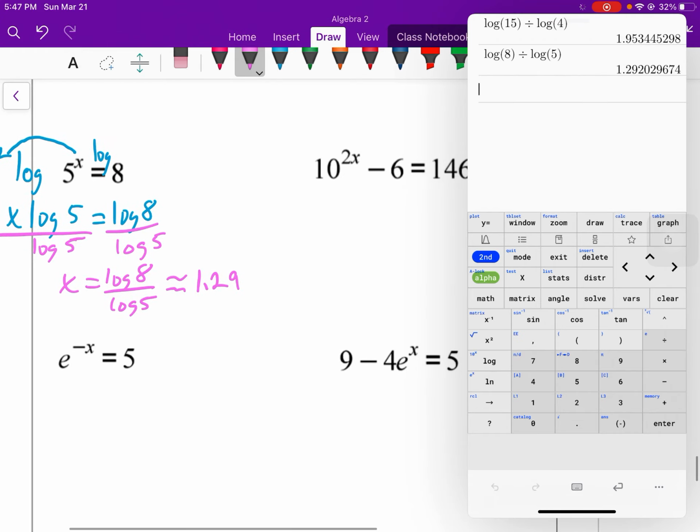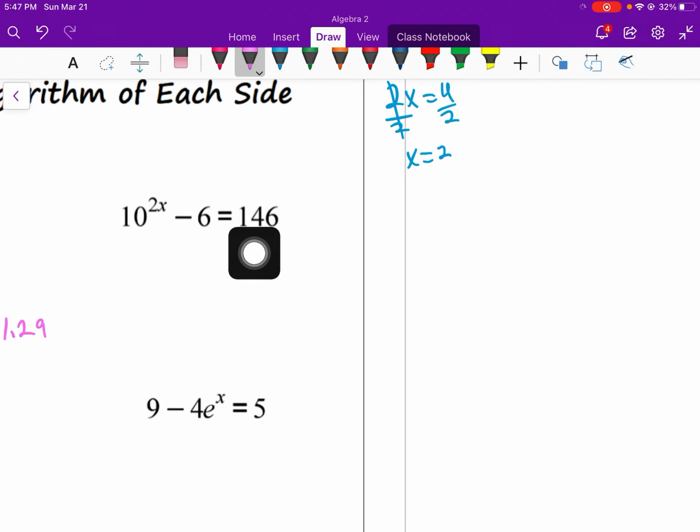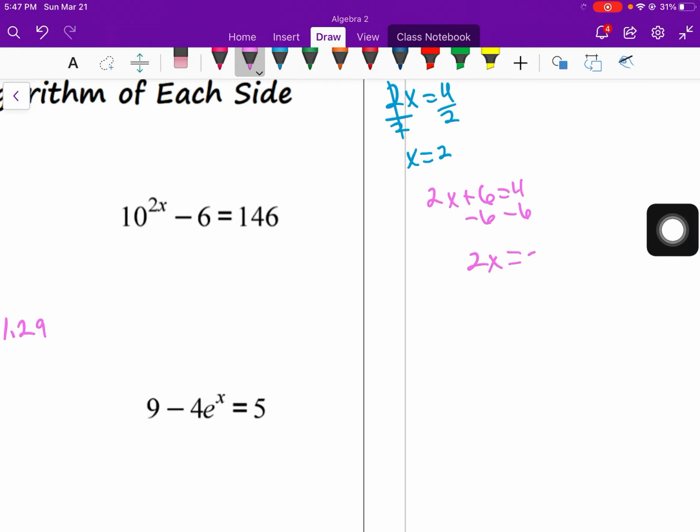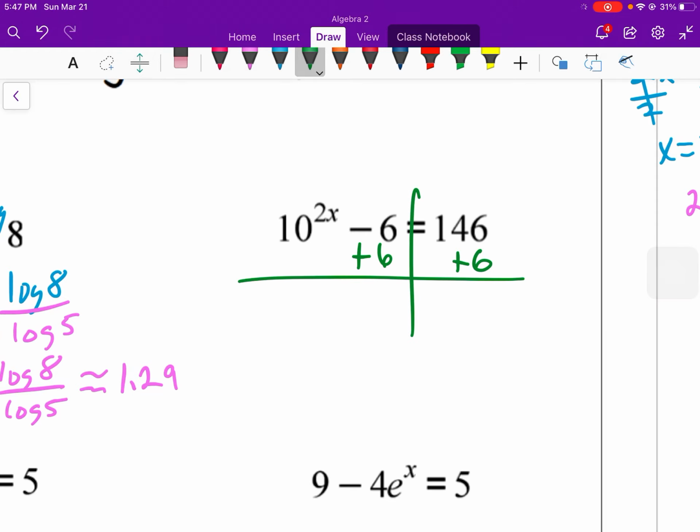Which one do I want to do next? Let's do this one next. Just like when we have multiple step equations, if this were 2x plus 6 equals 4, we would subtract 6 from both sides to do the inverse to get 2x equals negative 2, so x equals negative 1. We're going to do the same thing here. We're isolating x, so we're going to do the inverse of adding a negative 6, so we're going to add 6 to both sides. So we have 10 to the power of 2x equals 152.